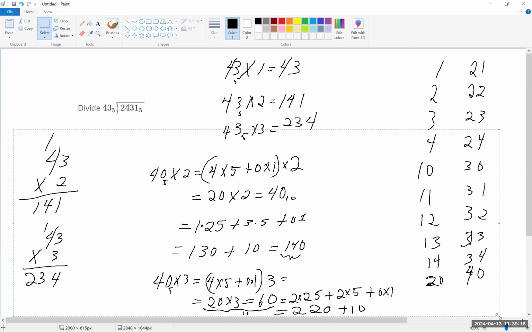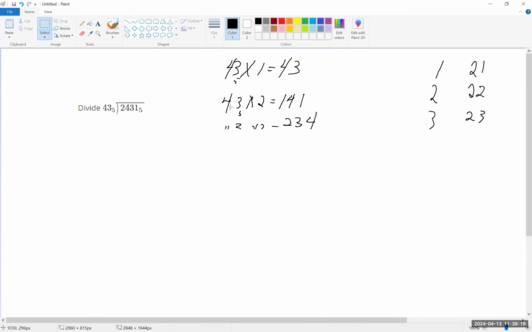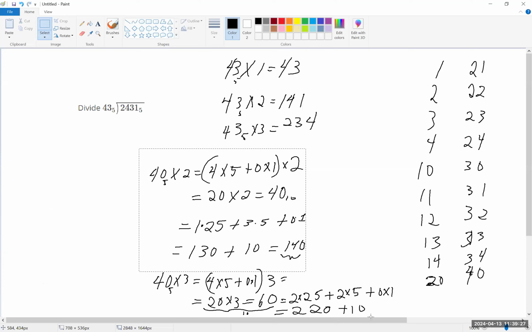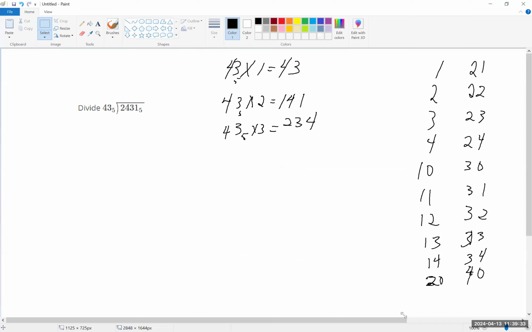Let's go ahead and delete some of this work. I don't want to get rid of everything, because it's really those multiples of 43 that I need. So the question is, how many times does 43 go into 24? That's 0. How many times does 43 go into 243? That would be 3 times. 3 times 43 is 234.